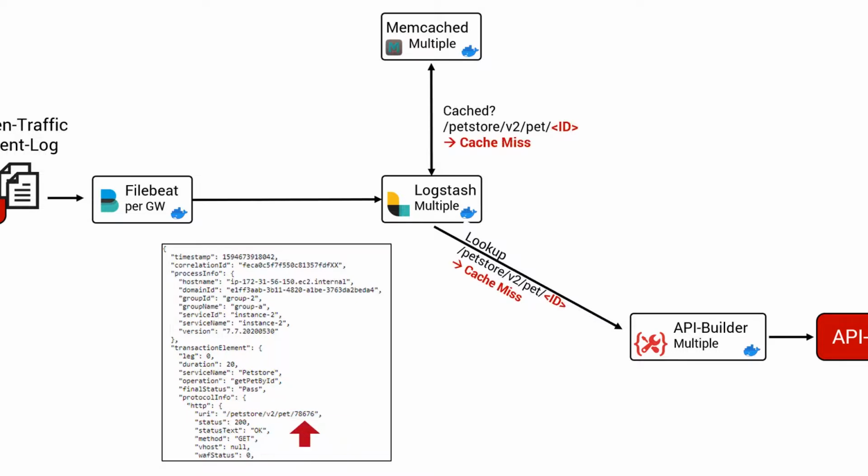The situation is when path parameters are used, because by default it will execute a cache lookup with a dynamic part, like a custom ID or pet ID. That's why most of the time Logstash will have a cache miss, and it will always talk to API Builder to obtain the information. That works, it will find the API details, but it will increase the latency and reduce the document ingest rate.